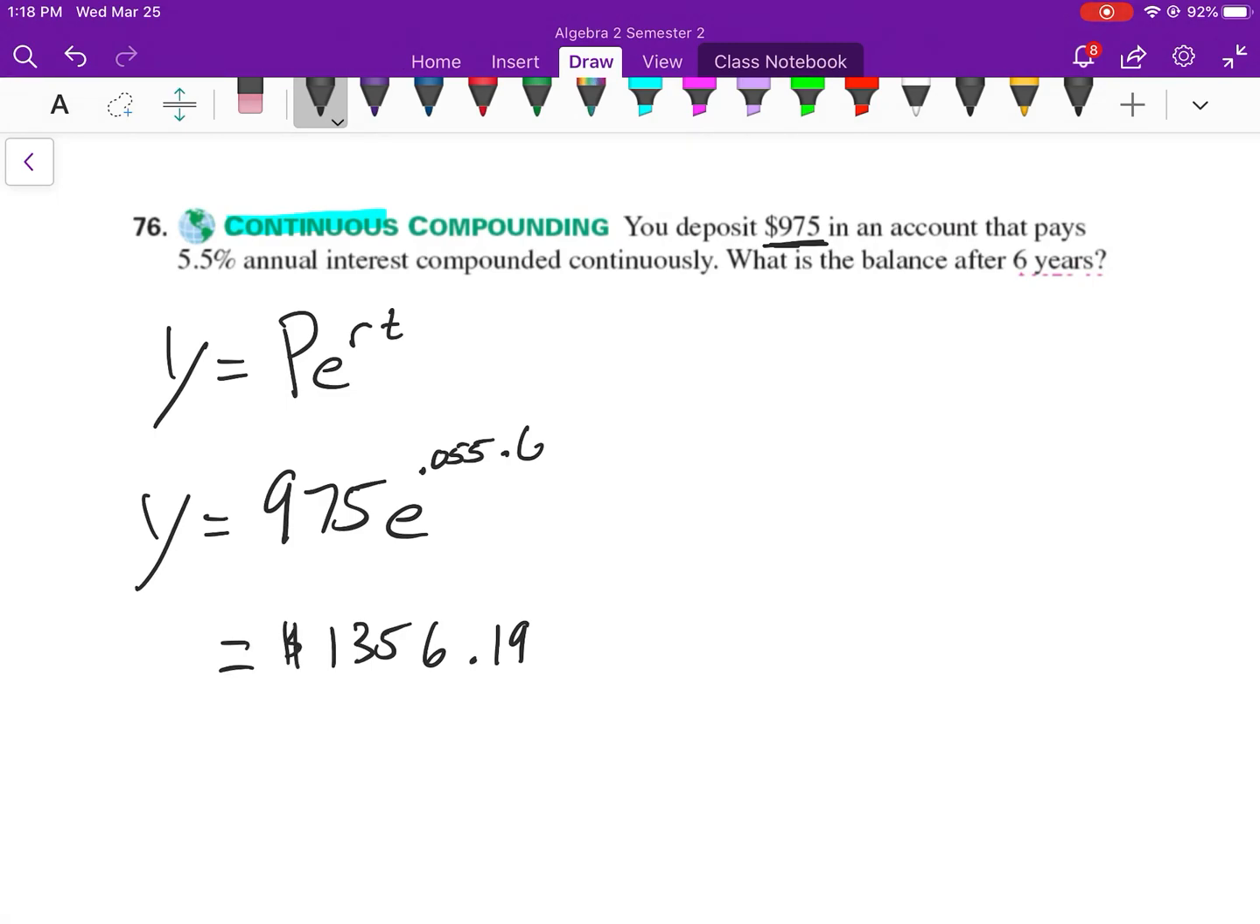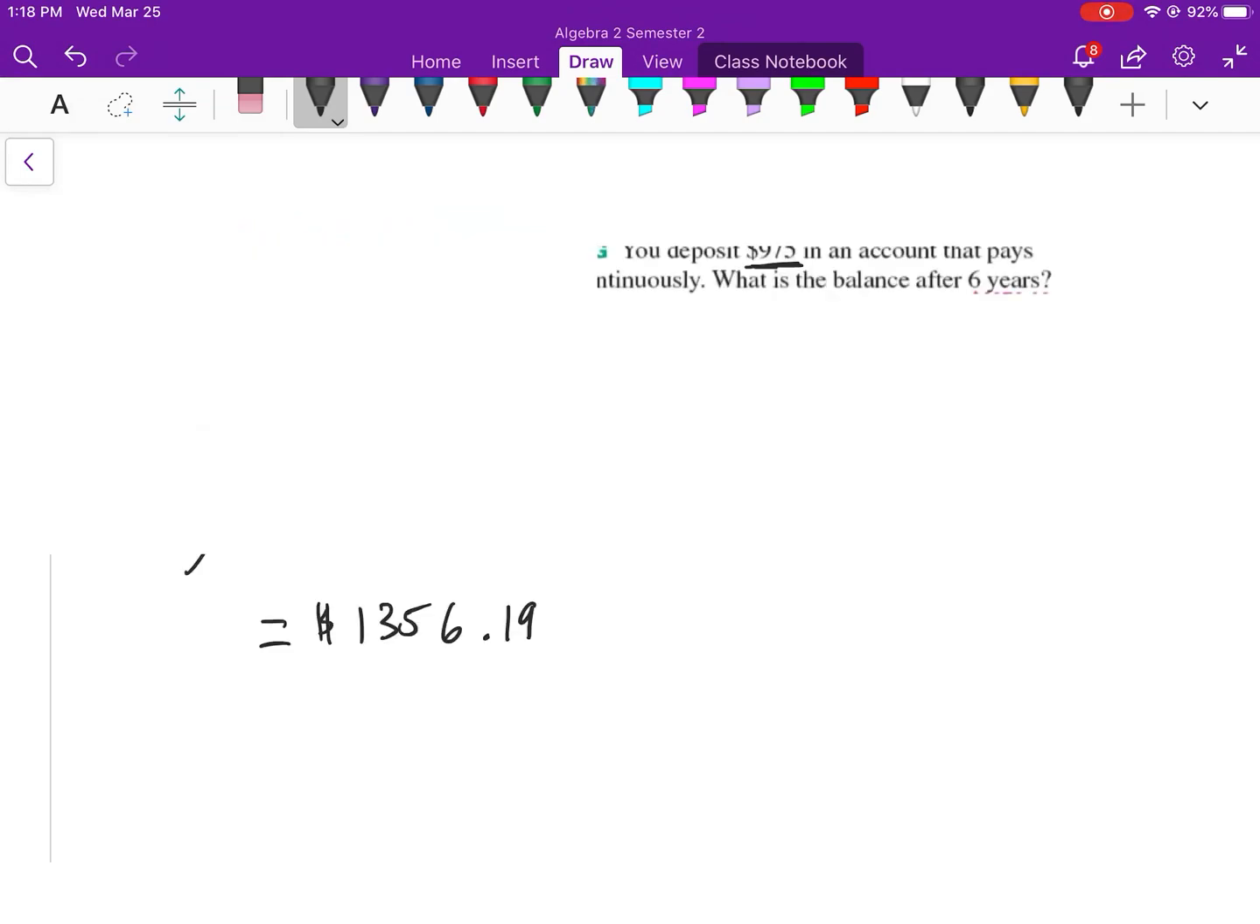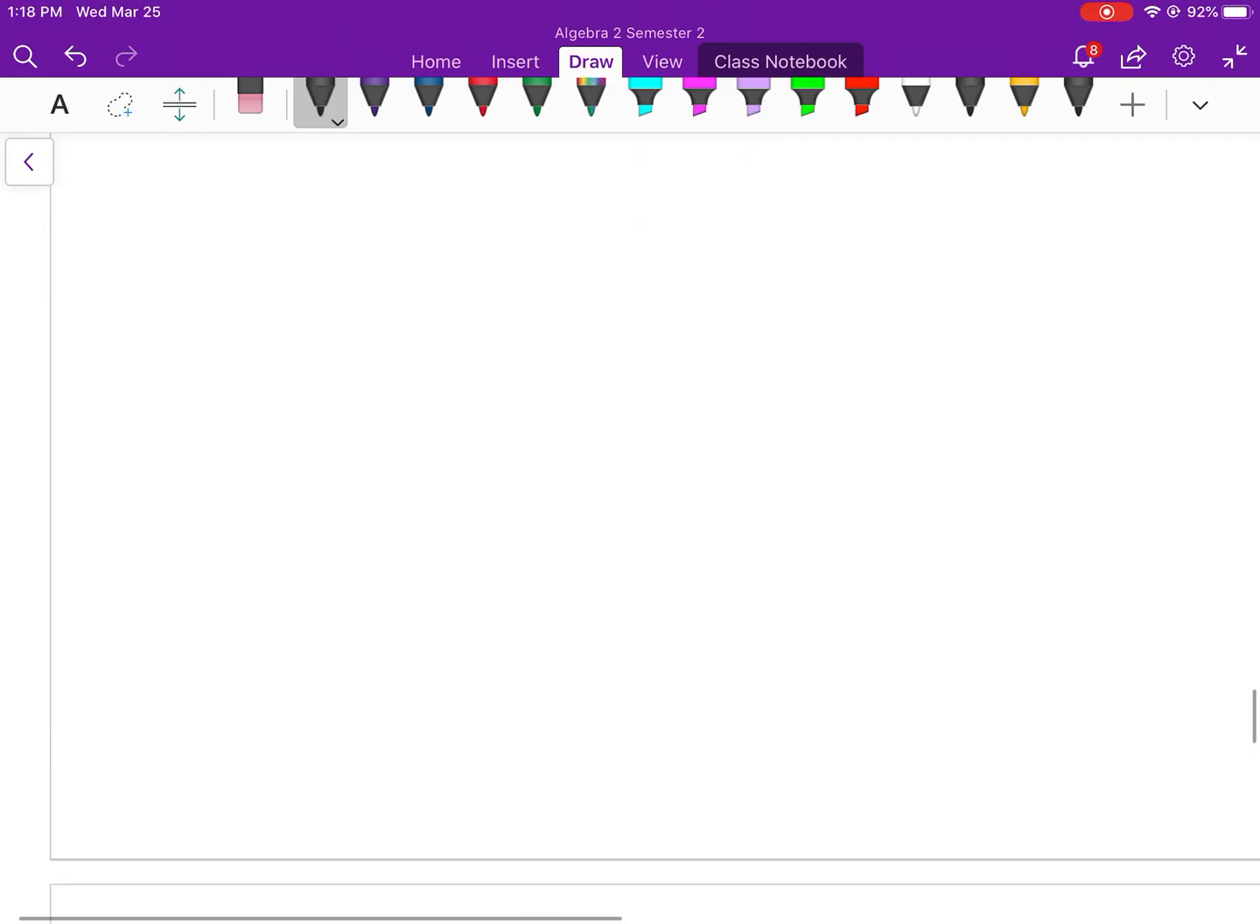And again, since we're talking about money, we're always going to round to the hundredths place.